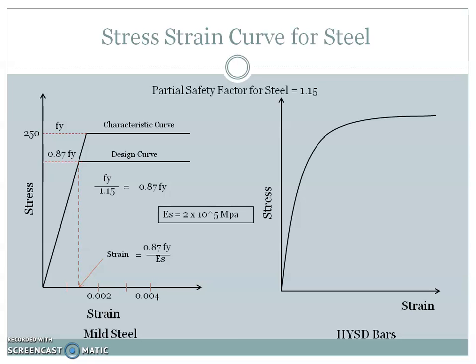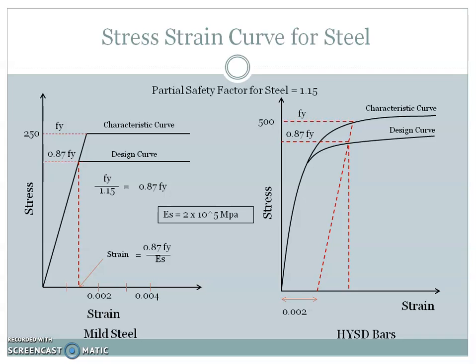As you know, there is not any specified yield point for HYSD bar. Stress in HYSD bar corresponding to the proof strain of 0.002 is known as the yield stress Fy, and their design curve is almost similar to mild steel, and design stress here is also 0.87 Fy. So this is again the design curve considering the partial safety factor, which is equal to 0.87 Fy. But the strain at this point will be different from mild steel.